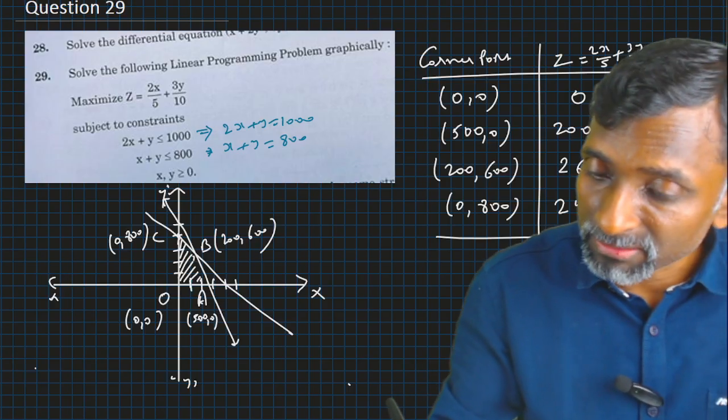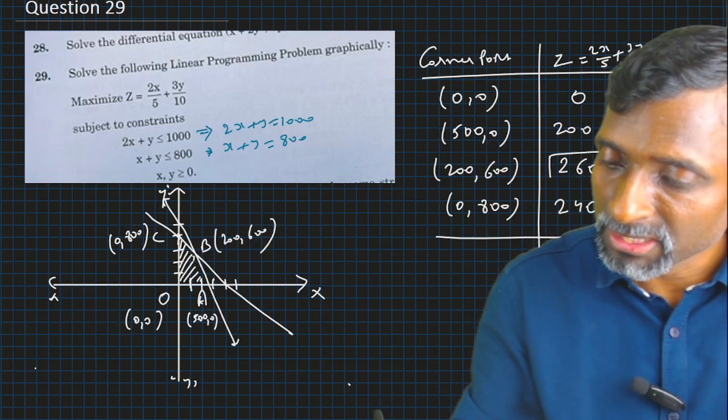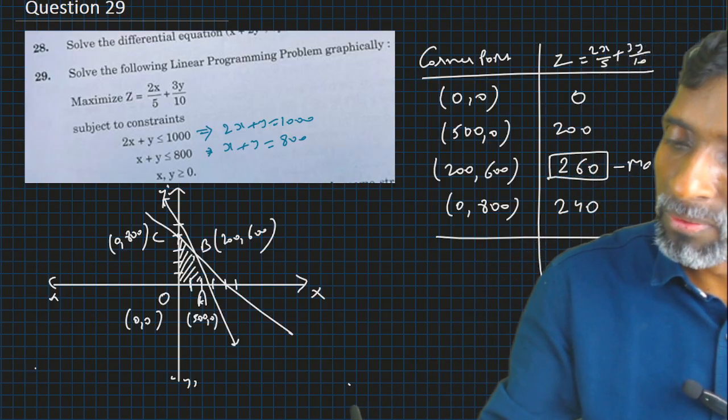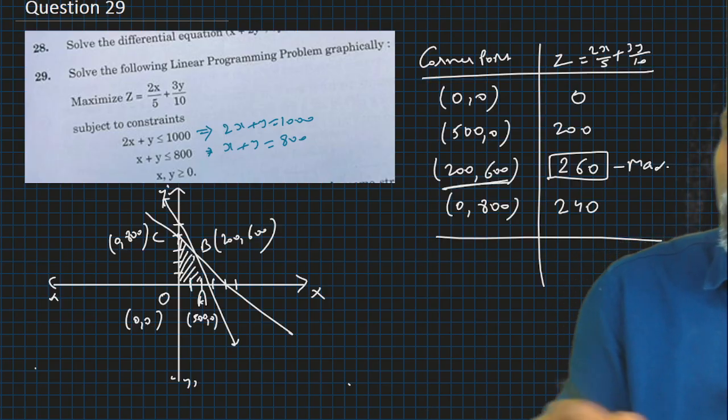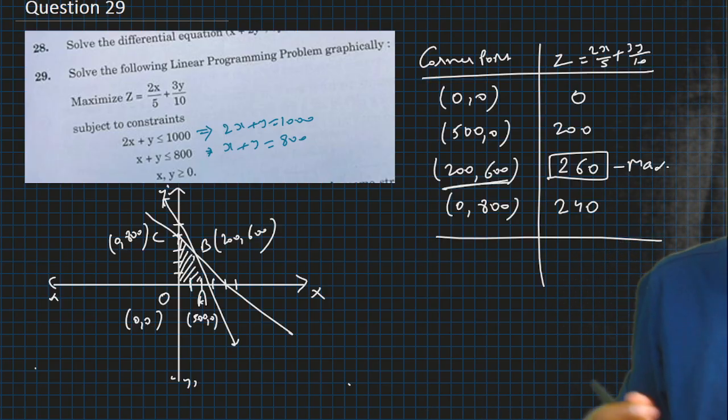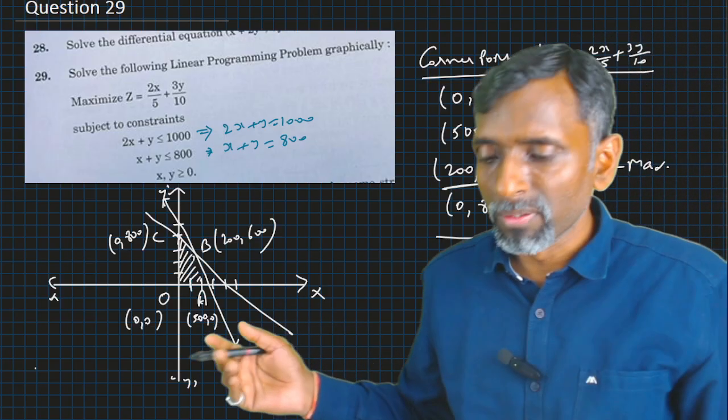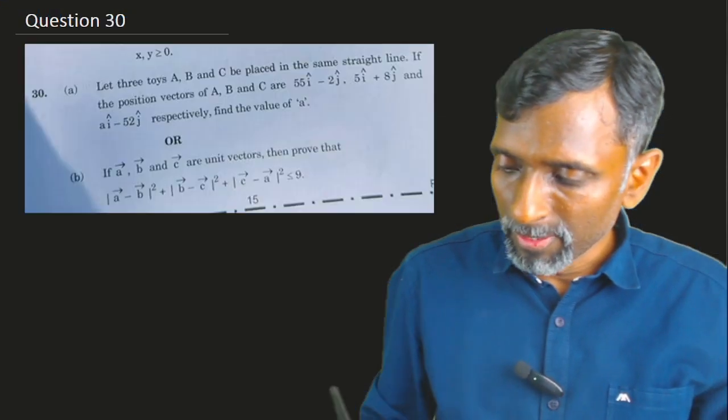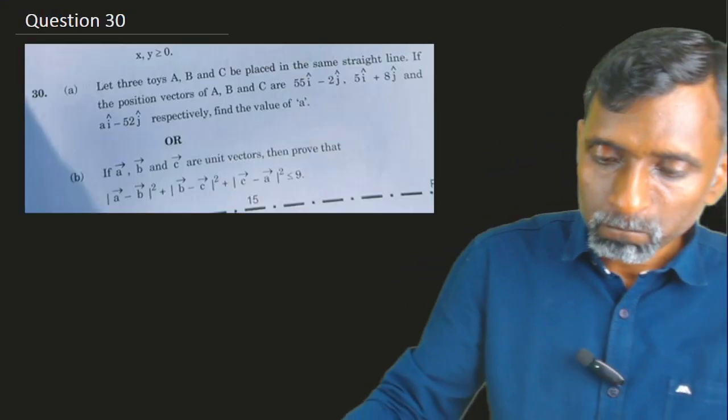So we should find the maximum value. We got the maximum value 260. We can say the maximum value is 260 at the point 200, 600. That's it. It's a very simple question, but you need to make it on graph sheet. Okay, now let's move to question 30.